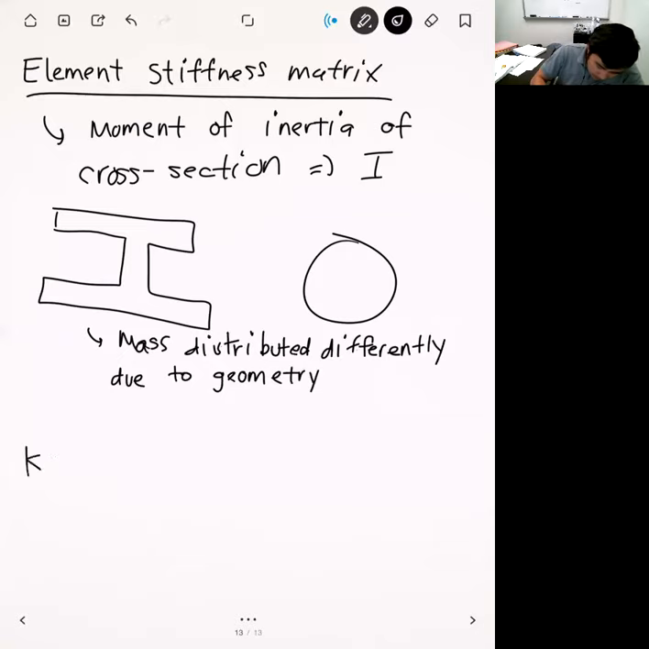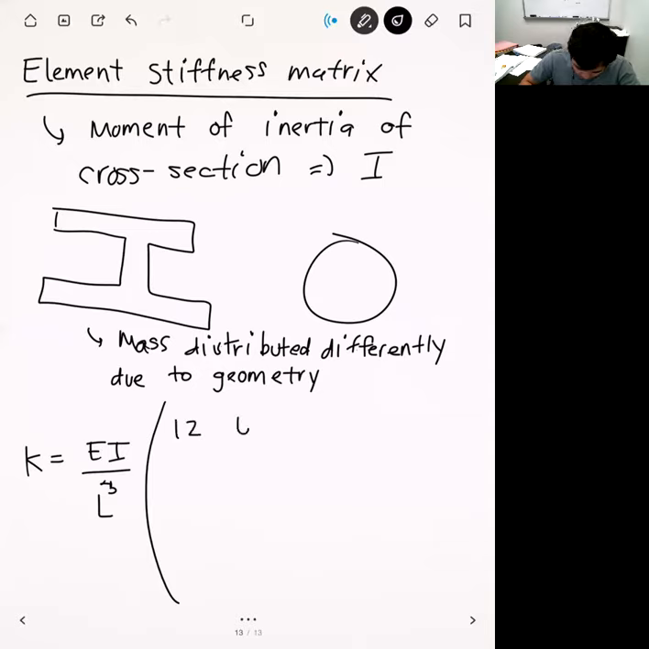All right, the element stiffness matrix for a beam is the product of the Young's modulus and the moment of inertia, divided by the length of the beam cubed, and it's multiplied by the following. So we have 12, 6L, minus 12, 6L. I'm going to do this in the same style that we did before. Once we have the first row, you can write that into the first column.